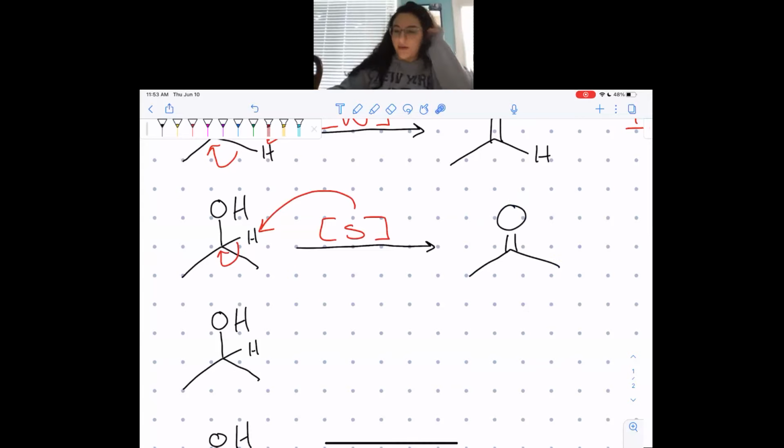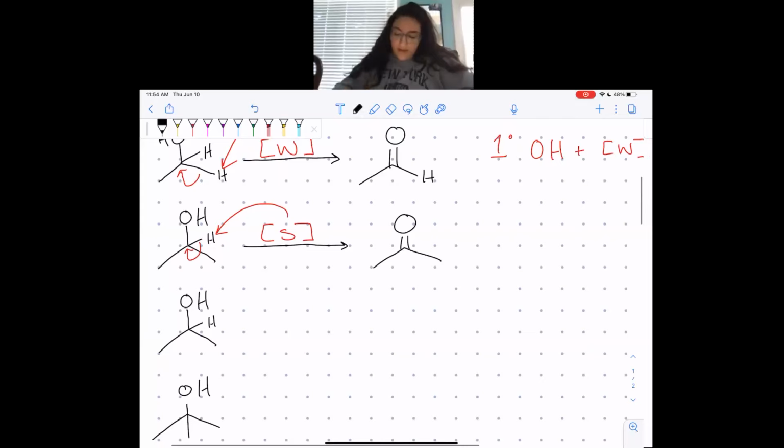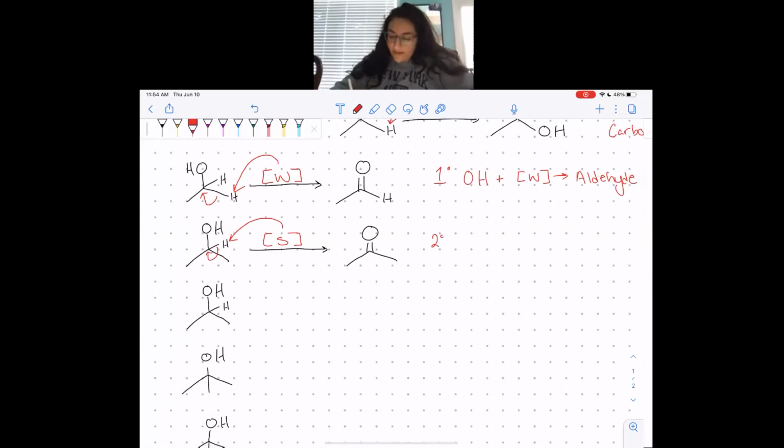And someone asked, how do we know that this is a secondary alcohol? Because the carbon attached to the oxygen is attached to two other carbons, whereas the other one was only attached to one carbon. Okay, so the strong reagent we know can come back and steal as many hydrogens as we have, but since we don't have any hydrogens here, we are done. So we can say a secondary OH plus a strong reagent is going to give you a ketone.